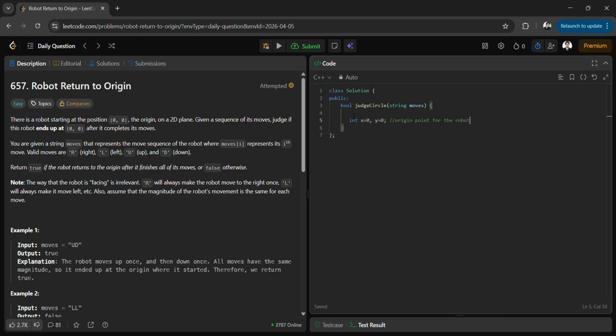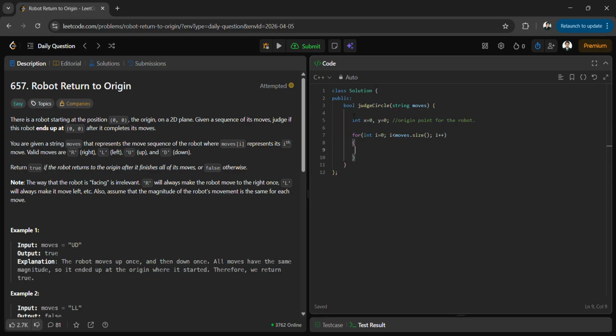Now we also have a string that defines the moves taken by the robot, and we need to perform them one by one. We need to traverse the string and perform the actions based on it. For that I can use my for loop: for int i equal to 0, i less than moves.size, i plus plus. I must traverse every character.